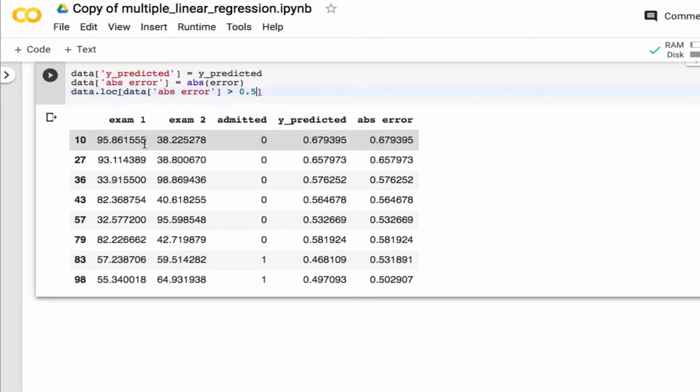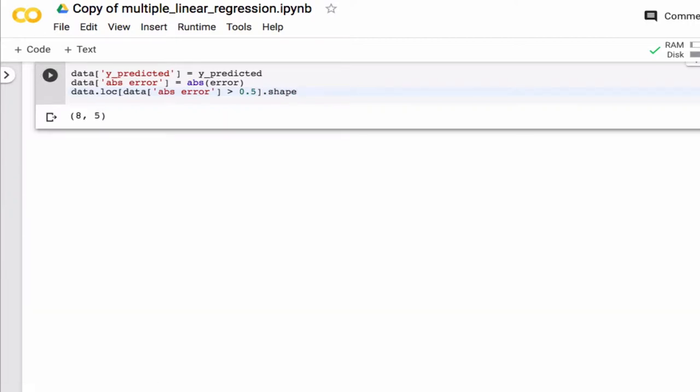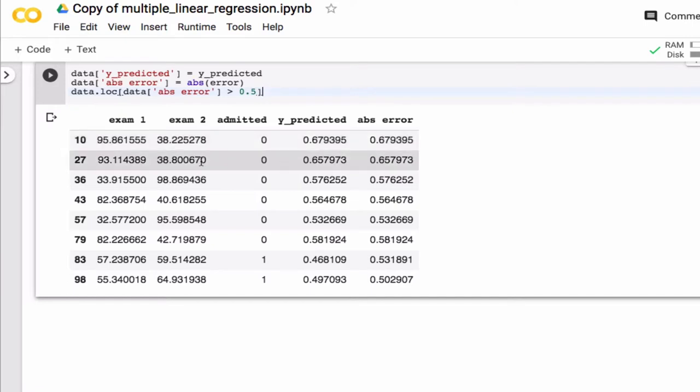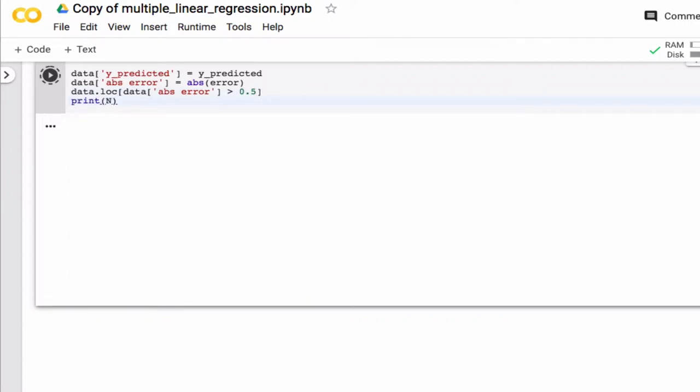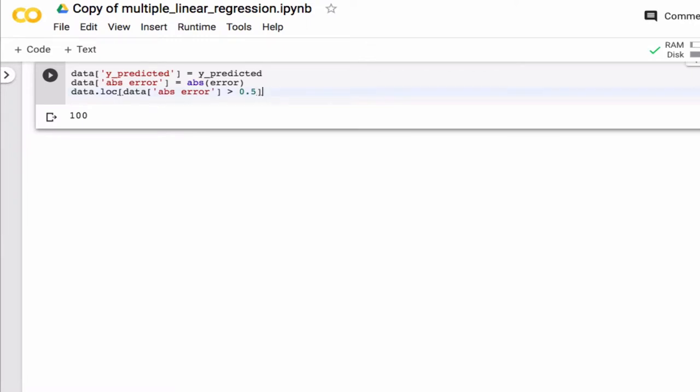Okay, so how many are there? Shape. So I guess there are 8. Yes, 8. So you can see here that should be 0, but it's in fact closer to 1 than it is to 0, and the same for all of these. Okay, so out of, how many did we have? That should be n. So 100, okay, so 8 out of 100, that's actually very good.